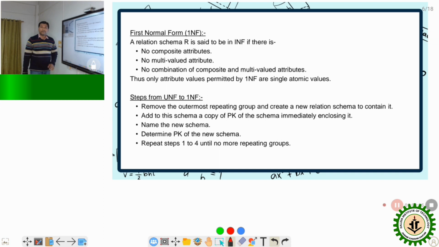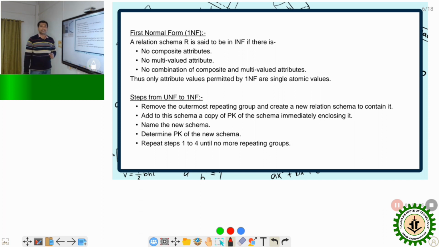Now there are different types of normalization. First is first normal form, that is 1NF. Then second normal form, that is 2NF. Then third normal form, 3NF. BCNF, Boyce-Codd normal form, 4NF, and 5NF. So at first we will discuss first normal form.